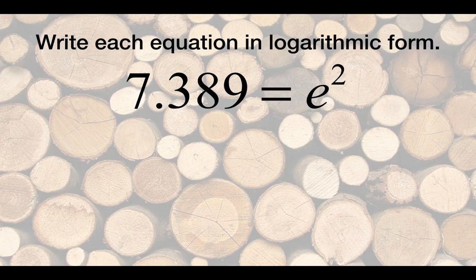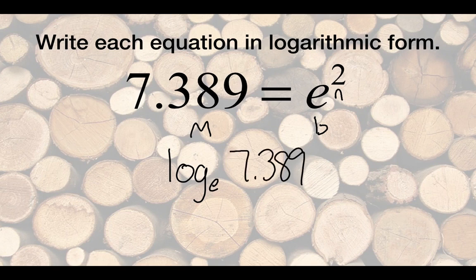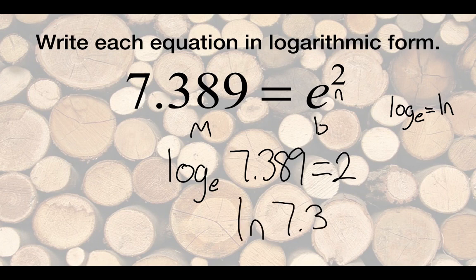Oh, look, it's our buddy e that we talked about last class. So that's our base. So we would write log base e of 7.389 equals 2. So if we have log base e, we can also say ln for natural log. It's actually a Latin phrase that means natural log. So ln 7.389 equals 2 is the way we'll normally write this.